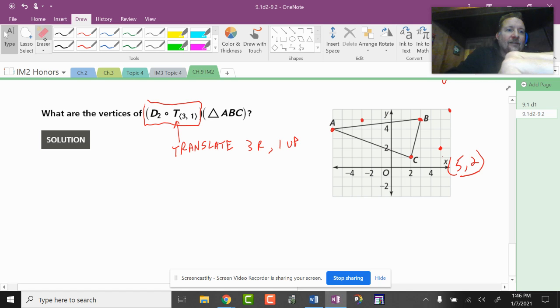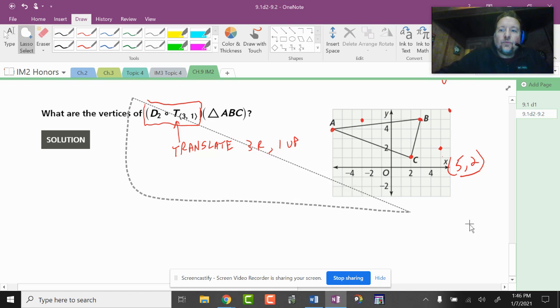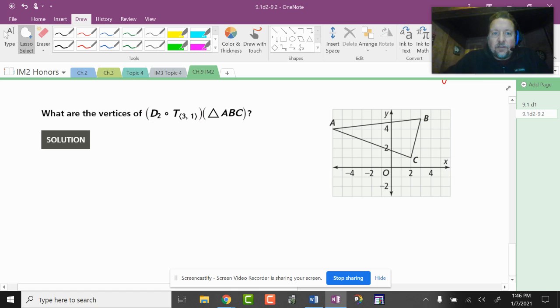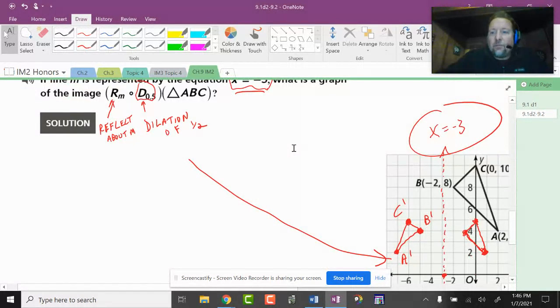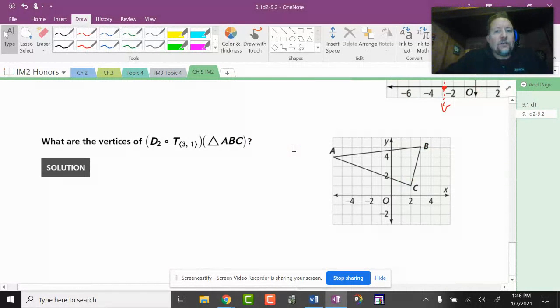I wasn't ready. I can get rid of this part though. Okay, notice what this says. Did it say that in the last one? What is the graph of the image? So we did want a graph of this. So look at this next one.